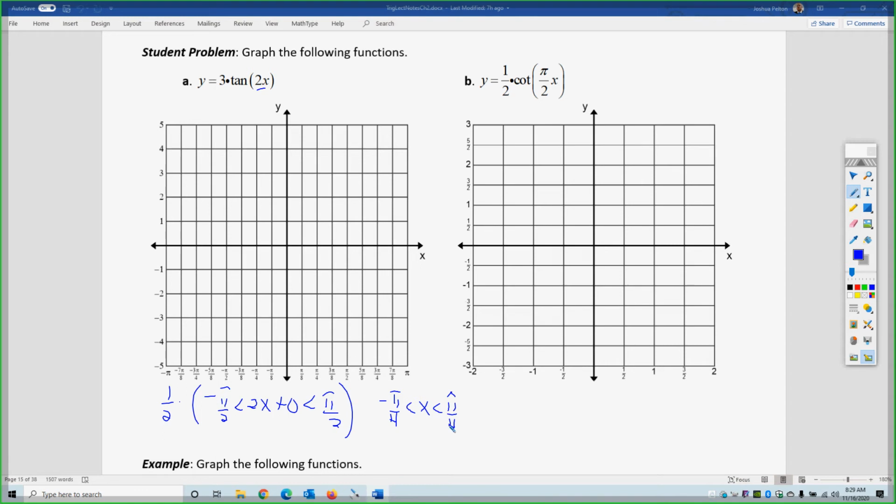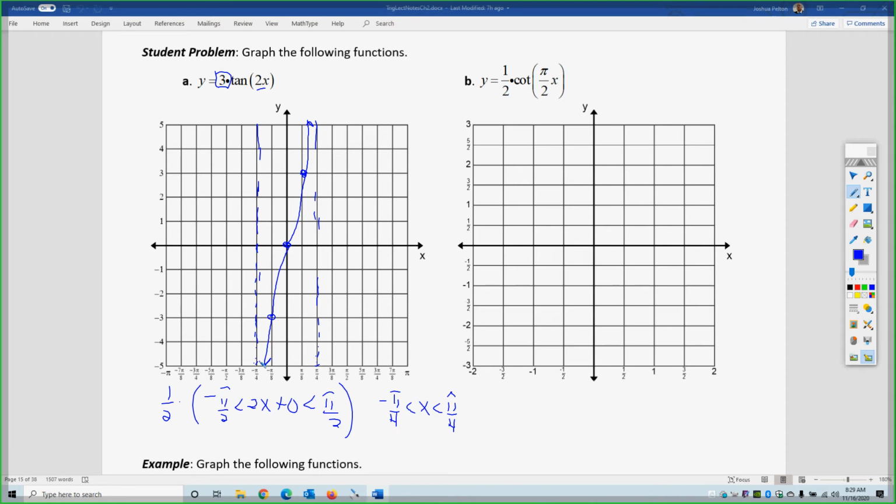So that gives me iterations starting at negative pi over 4. I said that backwards. It ends at pi over 4. So that is our initial first cycle. So halfway in between I'm at 0. And halfway between there, which is an eighth, I'm going to be at 3 and negative 3.